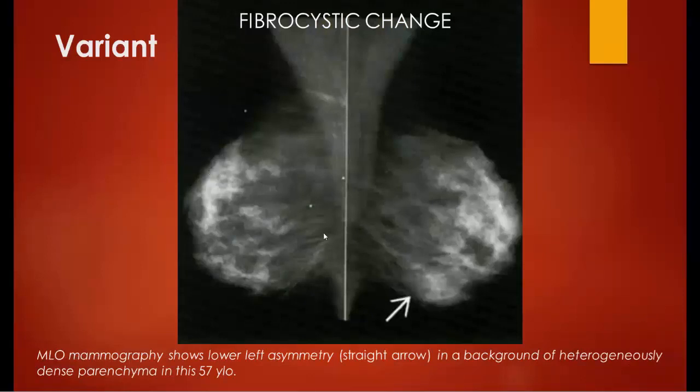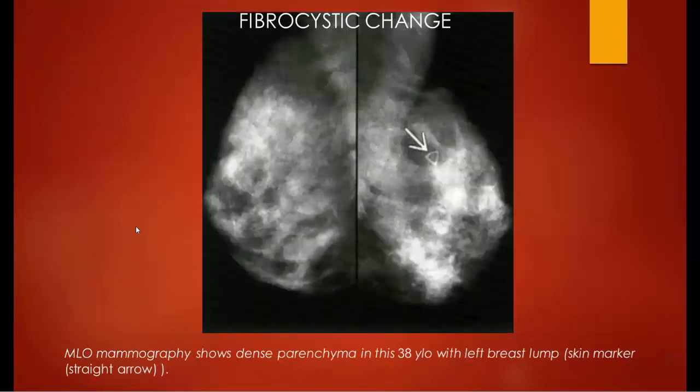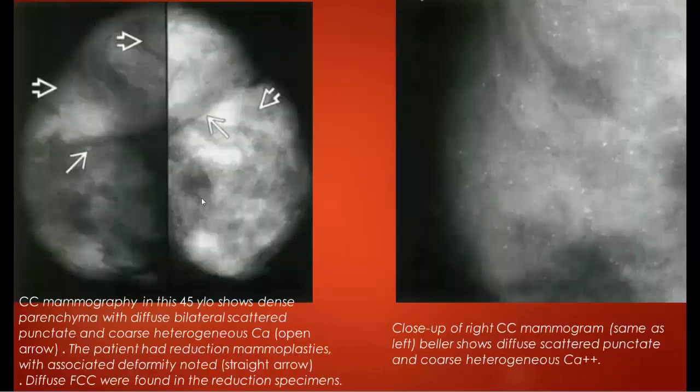Variant fibrocystic change: this is a mammography MLO showing left asymmetry on a background of heterogeneous dense parenchyma in an older woman. Another fibrocystic change mammography case, MLO, shows dense parenchyma with a left breast lump seen as asymmetric density. This is a craniocaudal mammography of a 45-year-old woman showing dense parenchyma with diffuse bilateral scattered punctate calcification and coarse heterogeneous calcification.